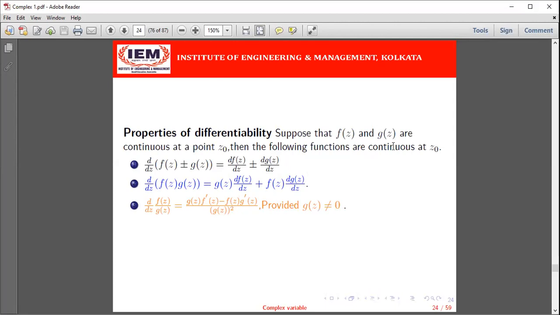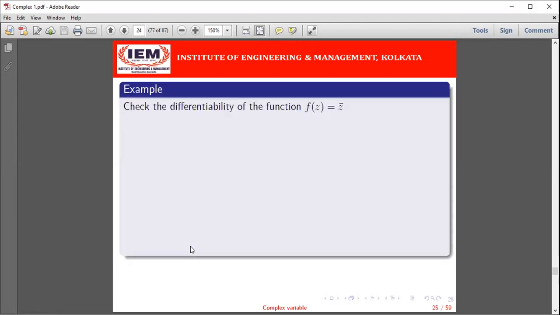And if two functions are differentiable at a given point z0, then their quotient will also be differentiable, and the derivative of the quotient will be denoted as this, provided g(z) is not equal to 0. Then we'll be discussing one example where we are asked to check the differentiability of the function f(z) equals z bar. Like the function of one real variable, here also, if we want to check the differentiability of a given function, we can check by virtue of the first principle.